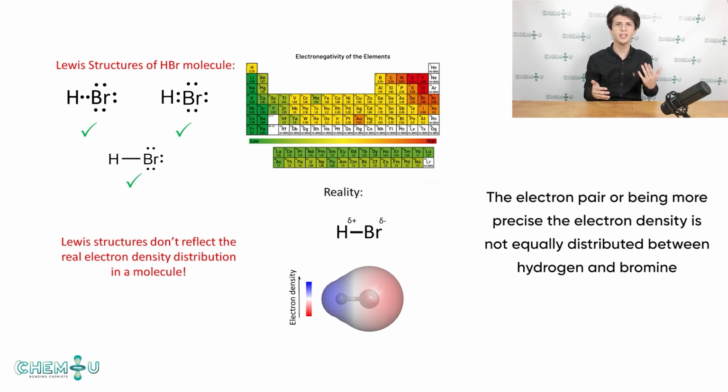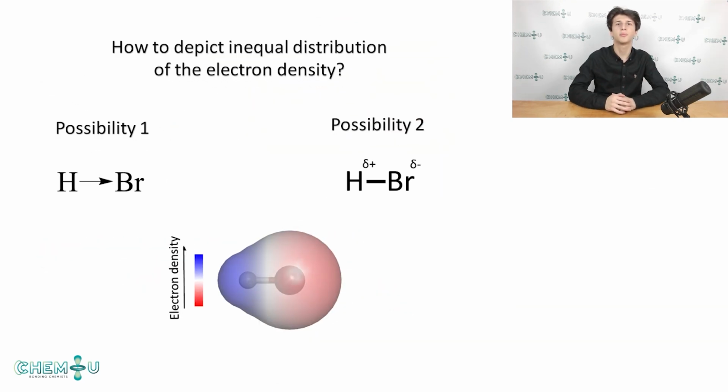Instead, we just want to indicate that the electron density distribution is not equal. In this case, we just use these deltas with corresponding signs as shown on the right hand side now. Another way to show the polarity of the bond is to use arrows as shown on the left hand side. So let's illustrate the concept of bond polarity using the previously discussed molecules.